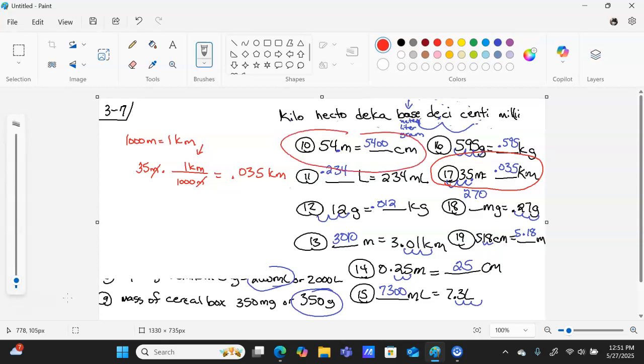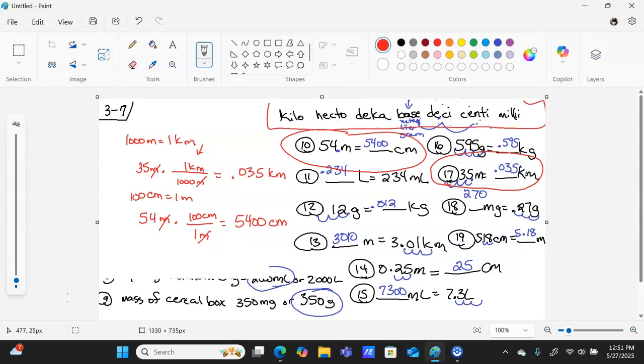Like this one right here, there's 100 centimeters in 1 meter. So if we have 54 meters, notice I chose to put the meters on the bottom so it would cancel. And we got 54 times 100, which is 5,400 centimeters. So it cancels out that unit.